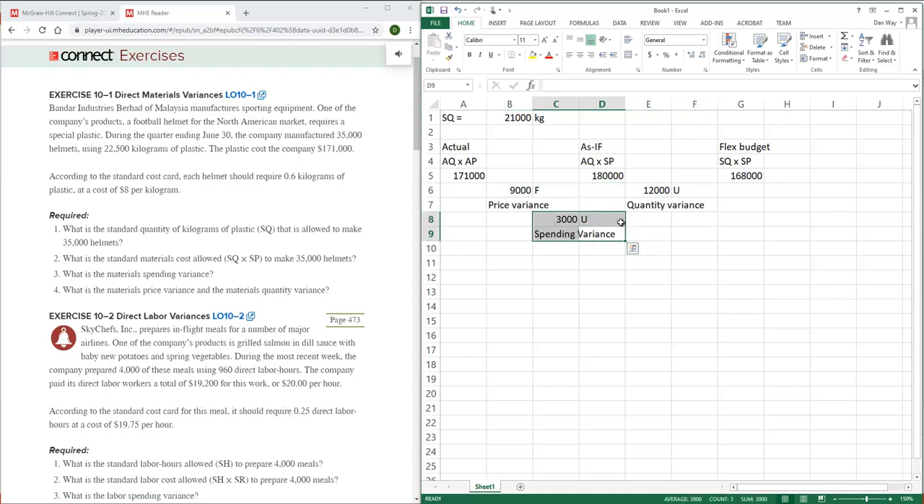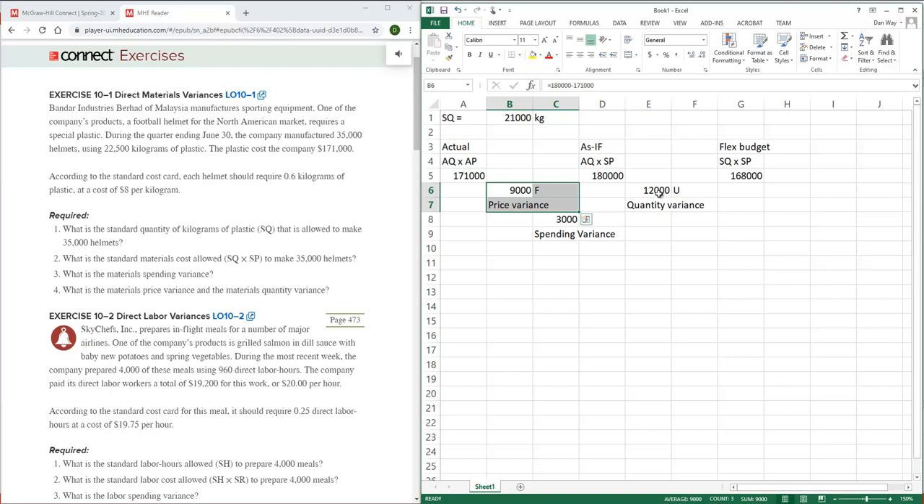And then let's just remind ourselves what these lower level variances mean. It was $9,000 favorable in terms of a price variance. So this plastic cost me less than it should have, or than I expected it to coming into the period. Right? Some kind of change in the price of that input. Got a discount from the supplier, whatever the case may be.